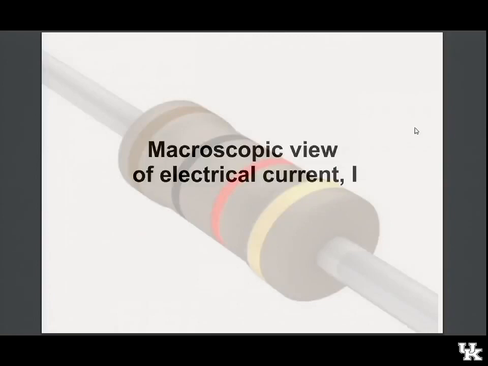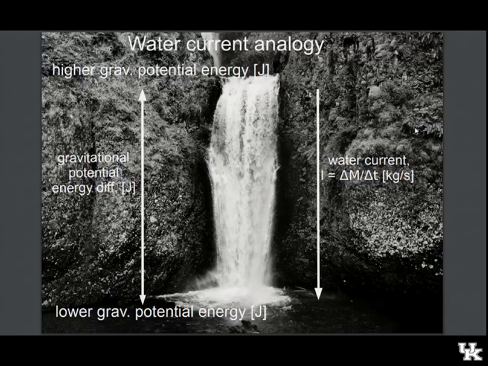Okay, so let's now talk about our models of a key concept. Today's class is electrical current. Electrical current is flow of charge. So we want to define, quantify electrical current, the flow of charge. We give electrical current the symbol I, but let me start with a little analogy of electrical current.